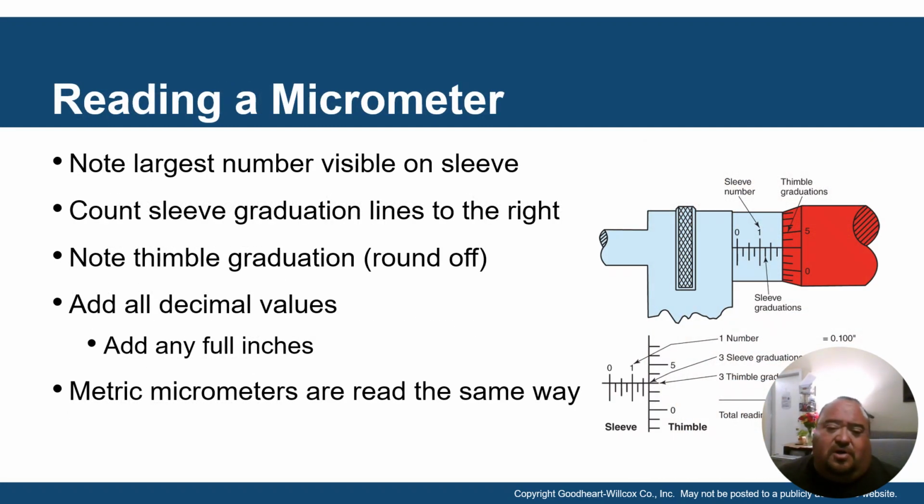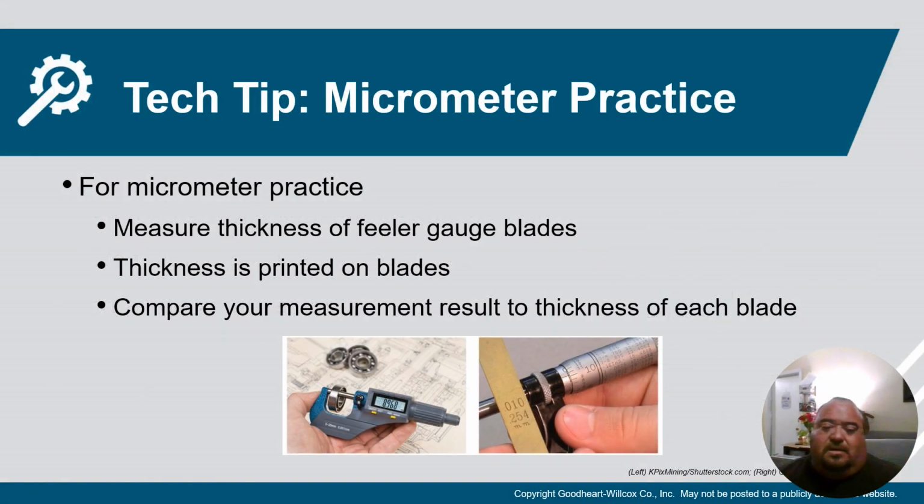You first note the largest number visible on the sleeve. You count the sleeve graduation lines to the right, note the thimble graduation, and round off. Add all decimal values, add any full inches, and metric micrometers are read the same way. A good tech tip is to practice your micrometer use by measuring the thickness of feeler gauge blades. The thickness is printed on the blades, and you can compare your measurement results to the thickness of each blade. If you're doing it right, you should get the same number.